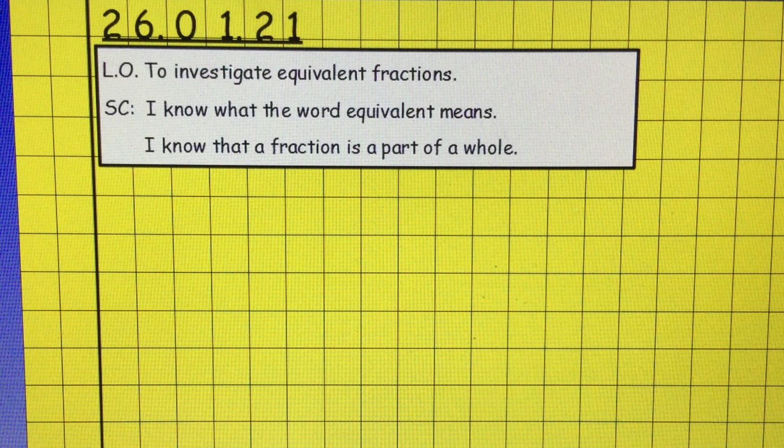Our learning objective today is to investigate equivalent fractions. And to be successful, we need to know what the word equivalent means, and we need to know that a fraction is part of a whole.